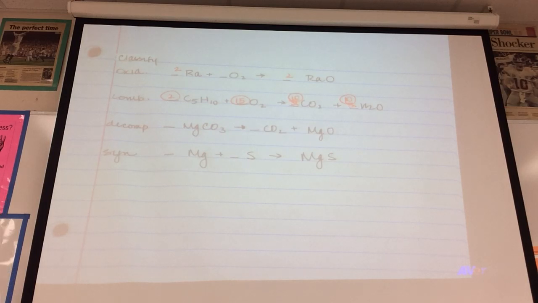So hopefully you have some understanding of the first four classes of types of chemical reactions: combustion, oxidation, synthesis, and decomp. Next time we'll get into single and double replacement reactions. They're a little trickier, but I feel very confident that you'll be successful with it.